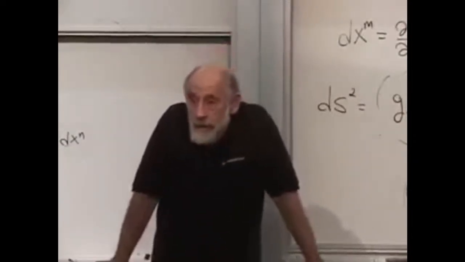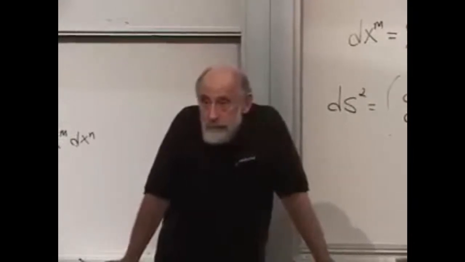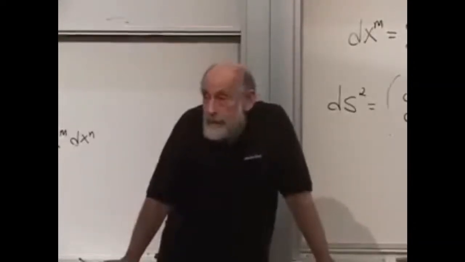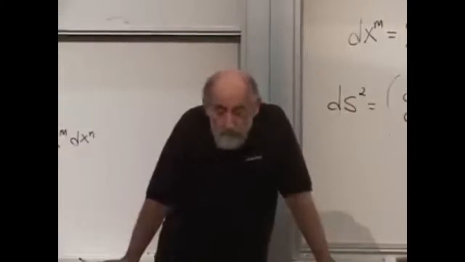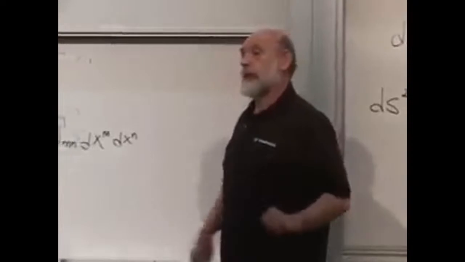Just making sure I understand. If you have a coordinate system that's not Cartesian, but you can convert it into this delta, then it's flat. That's right. If you can't, then it's called curved.